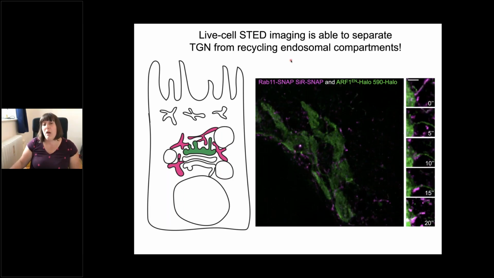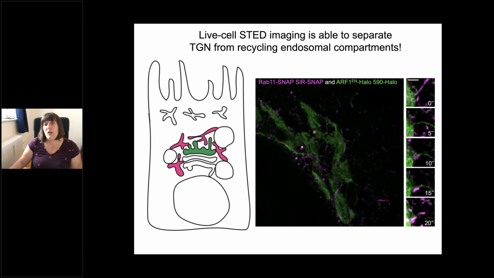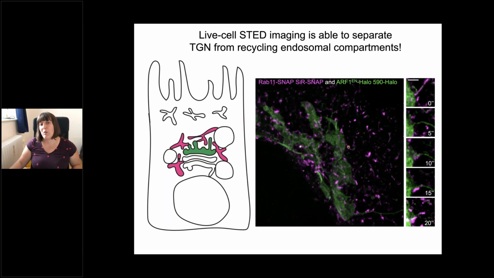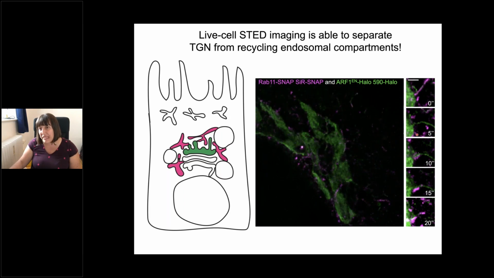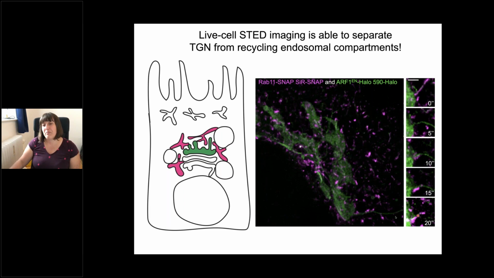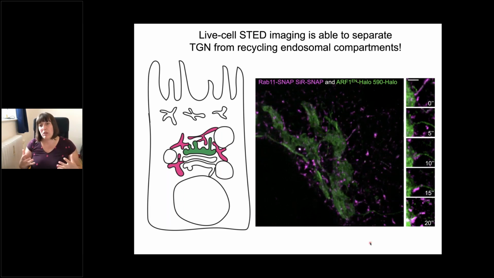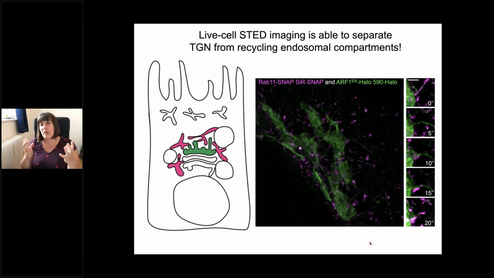And it's when we do live-cell STED, instead, that we can really see that they're completely separated, and we can even appreciate how these two organelles dynamically interact. For example, those tubules that I showed you earlier that are making contact with the recycling endosomal compartments. So this is another thing we can do. We can look at organelle dynamics and contact sites and how they interact.